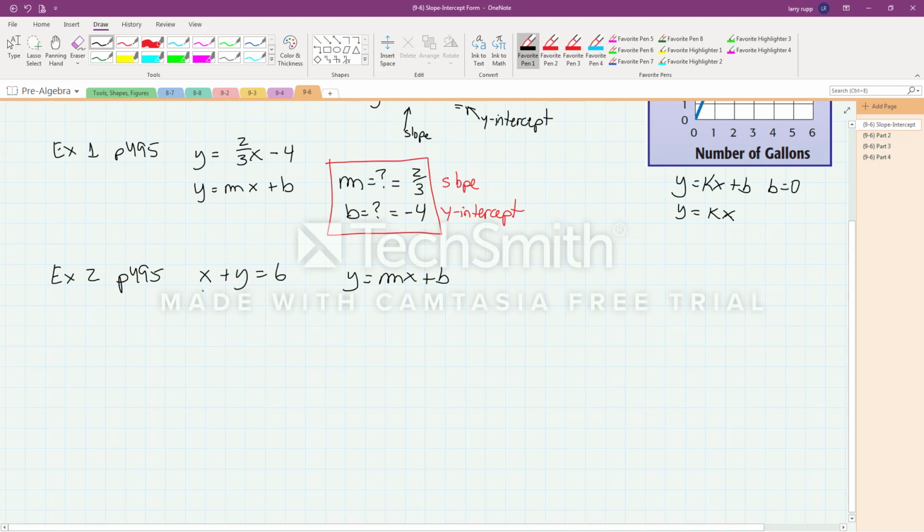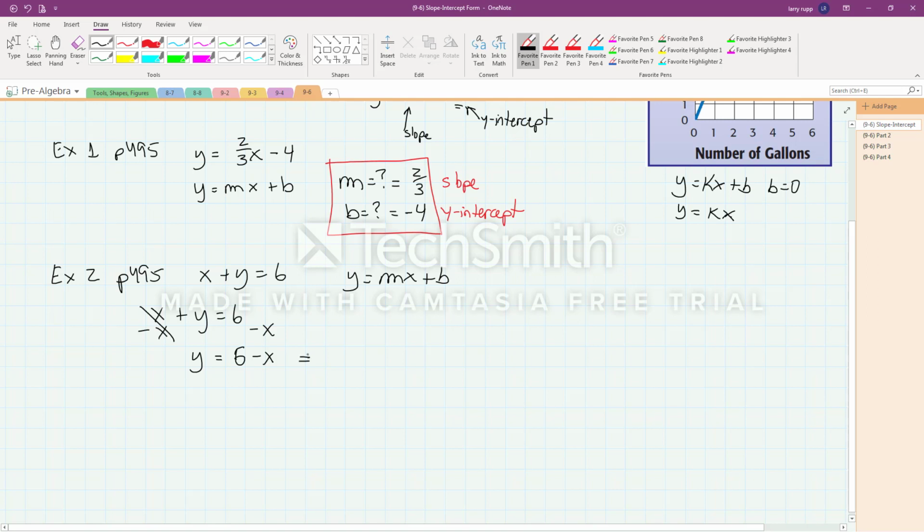So in order to do that, we subtract an x, this x here from this side, and what we do to one side of the equation, we have to do to the other. Okay, so these x's cancel, and you're left with y is equal to 6 minus x.